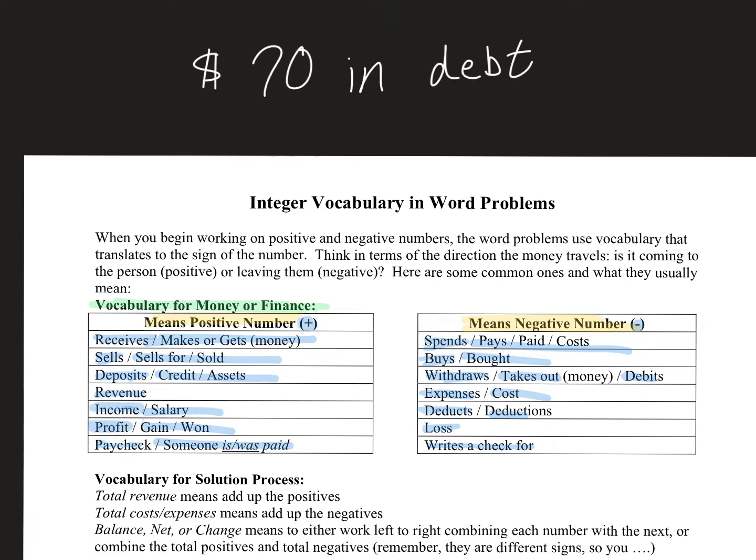Problem number 2 is asking for an integer that represents $70 in debt. So I'm going to give you a minute to look at the list of words and see if you've got an idea about which integer we would use for this situation.